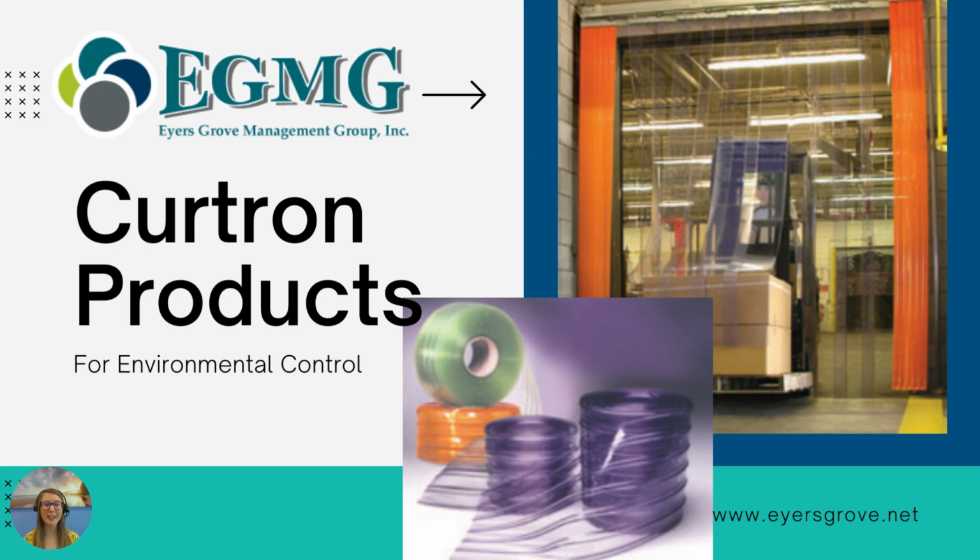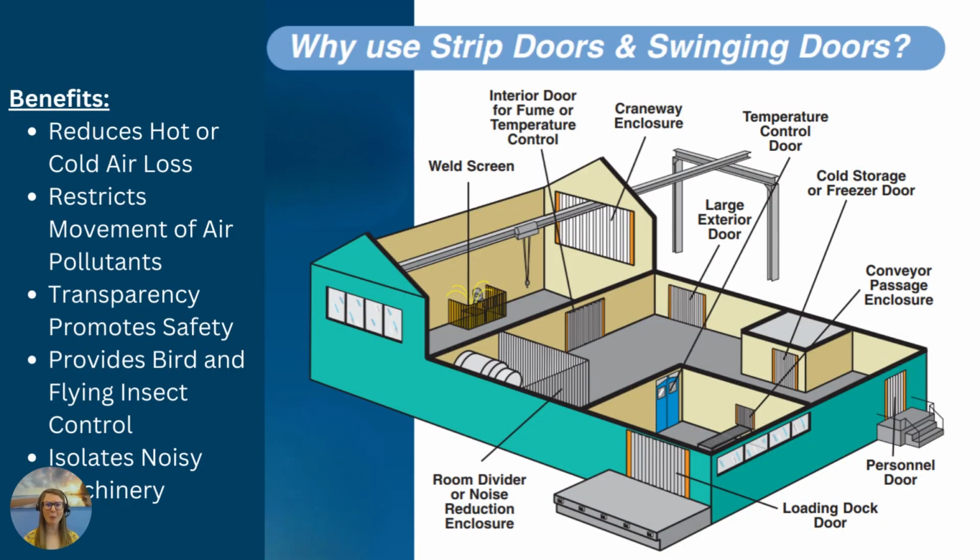Today, we are taking a look at Curtron products for environmental control. So you might be thinking, why would I even need a Curtron product? Well, we're going to talk about the benefits and where you can use Curtron strip doors and swinging doors. Taking a look at the graphic here, we can see there are multiple places that would be beneficial if you were to use a Curtron strip door or swinging door.